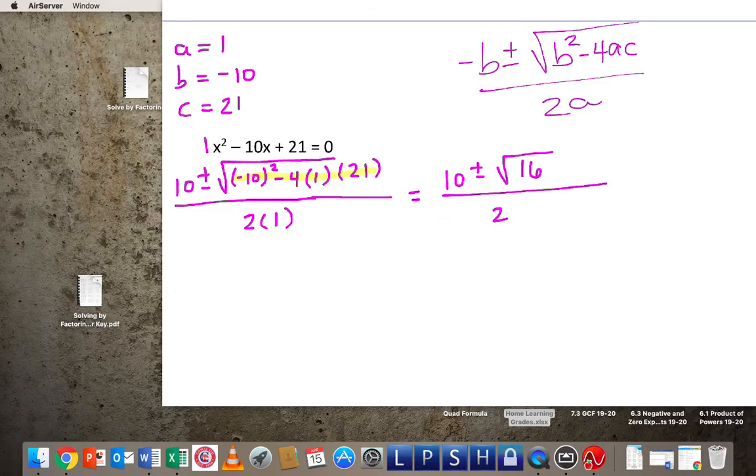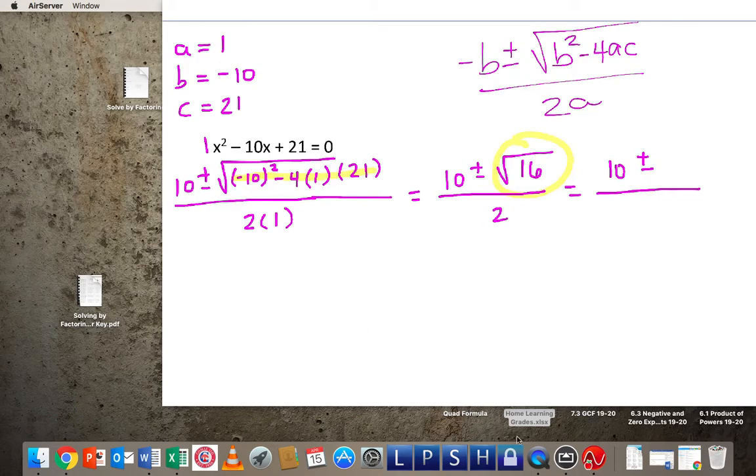Okay, let's go ahead and continue to simplify. So I have 10 plus or minus. Okay, now what I want to do is figure out, does this square root of 16 simplify into a nice pretty number for me?